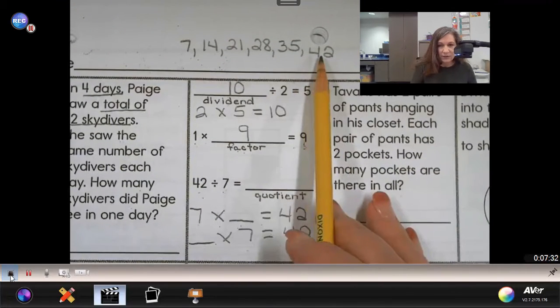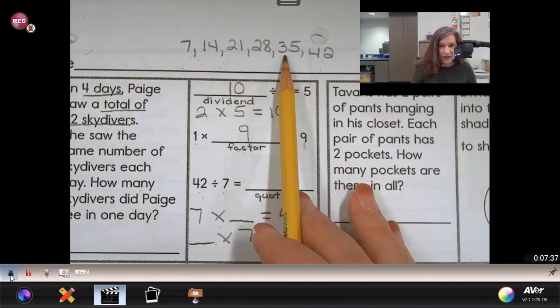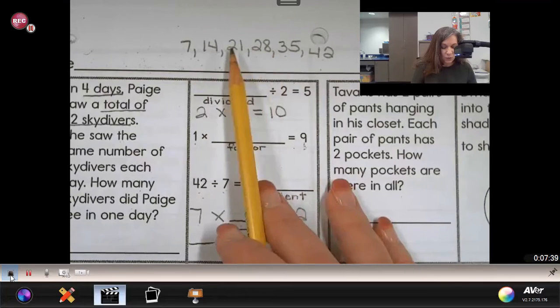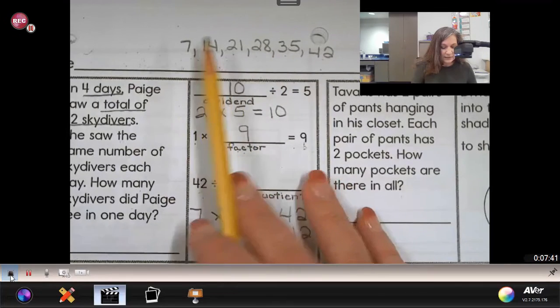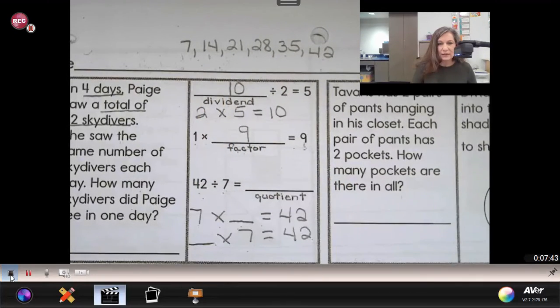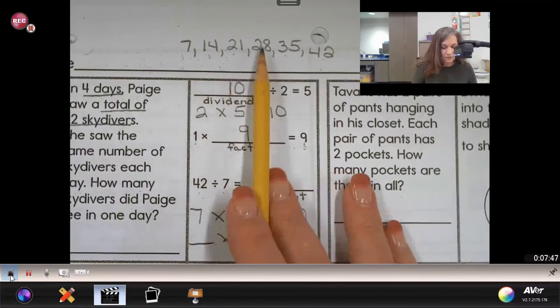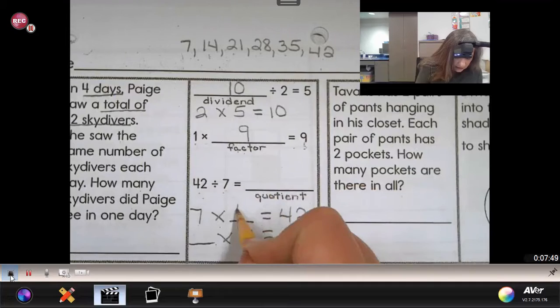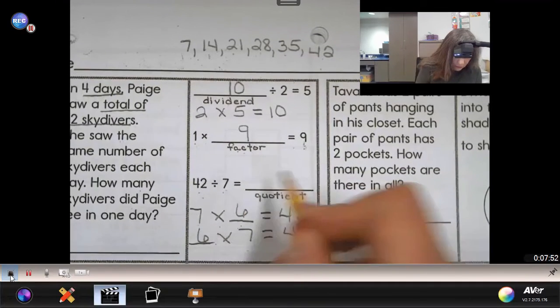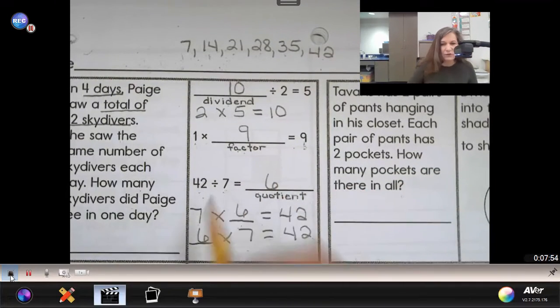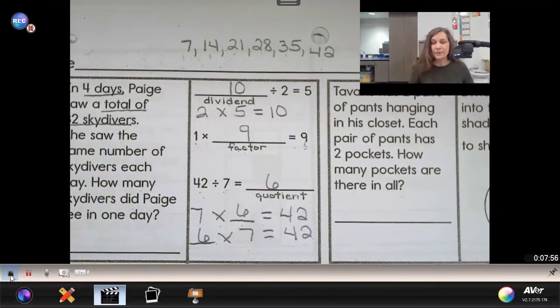So I could also do the same thing. I could subtract backwards and go 42, 35, 28, 21, 14, 7, and then I'd subtract that 7 and get 0. So 1, 2, 3, 4, 5, 6. 6 groups of 7 is equal to 42. So 42 divided by 7 equals 6.